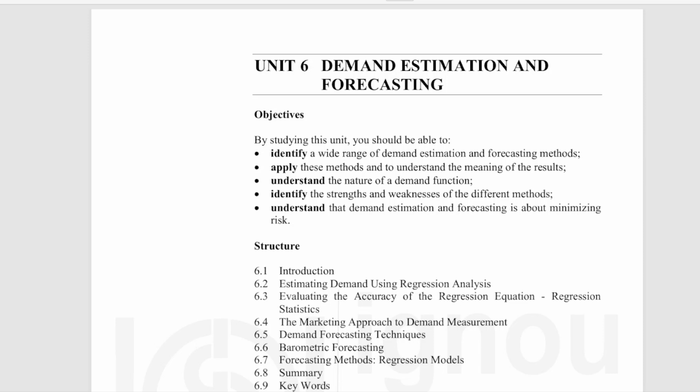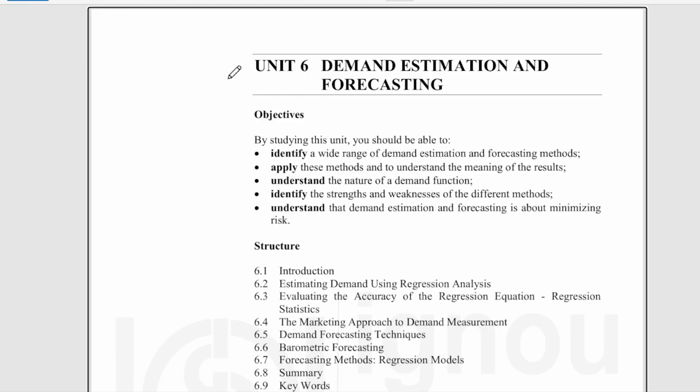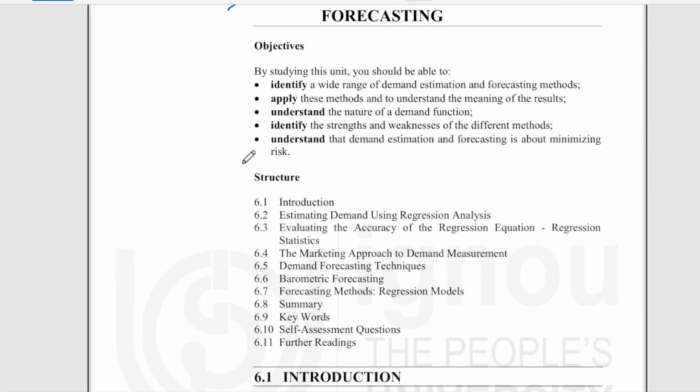In today's session, we will start with Unit 6 of MMPC 010, that is Demand Estimation and Forecasting. The objectives of this unit are to identify a wide range of demand estimation and forecasting methods, apply these methods and understand the meaning of the result, understand the nature of a demand function, identify the strengths and weaknesses of the different methods, and understand that demand estimation and forecasting is about minimizing risk.